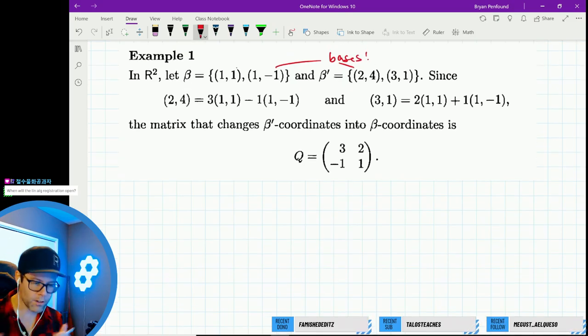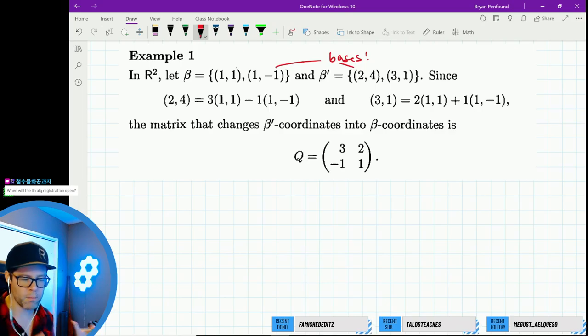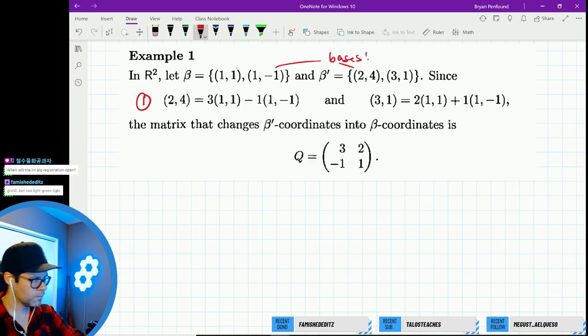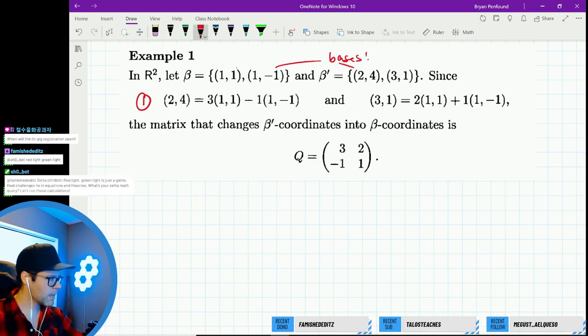So the question is, how do I move from basis B prime to basis B, or basis beta prime to basis beta? This is the key first step.